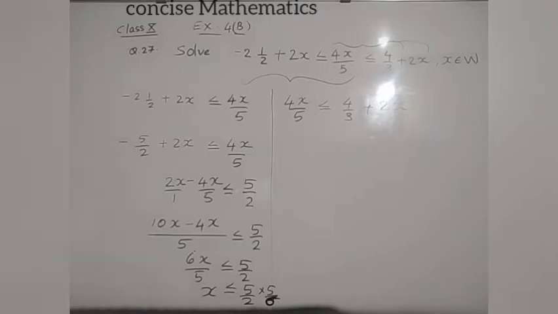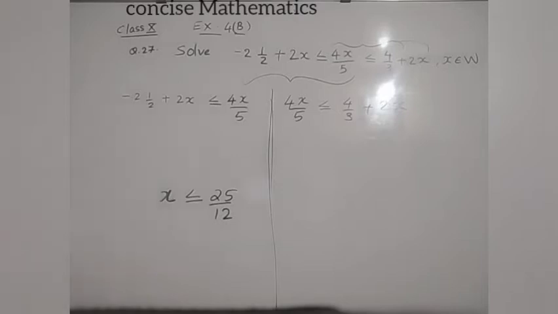That is x less than or equal to 25 by 12. Writing it as a mixed fraction, 2 12's are 24, so 2 1 by 12. This is the first part.